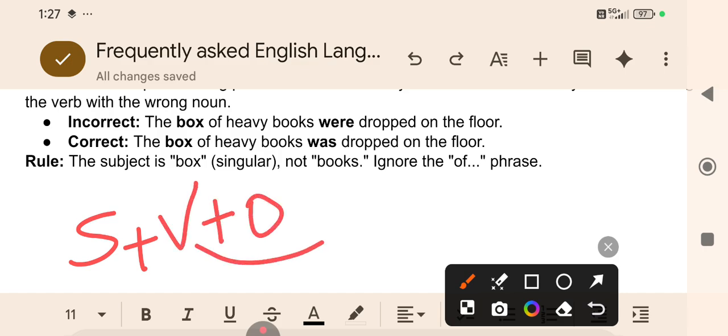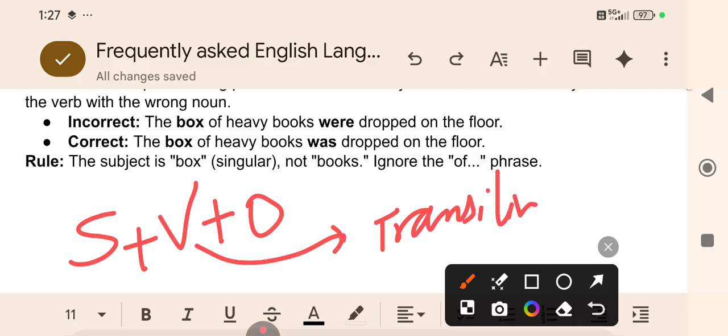Sometimes the verb is transitive or sometimes intransitive, right? If transitive, there will be an object. If the verb is intransitive, there will be no object. If intransitive, the verb will be objectless, right? So this is the basic you are familiar with, right?